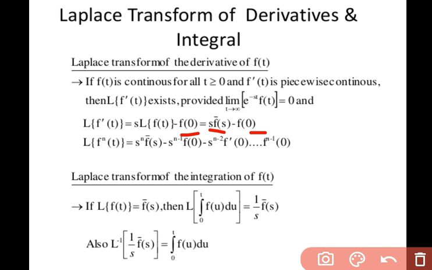So in general we can write Laplace of the nth derivative of f(t). So this is the derivative of f(t).